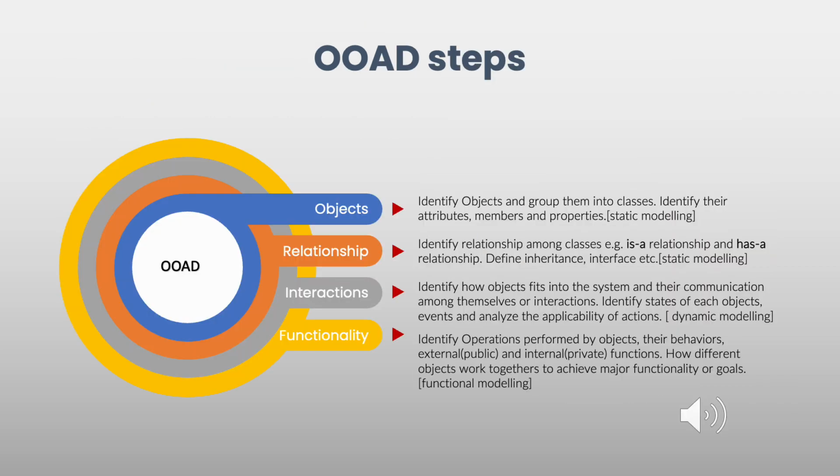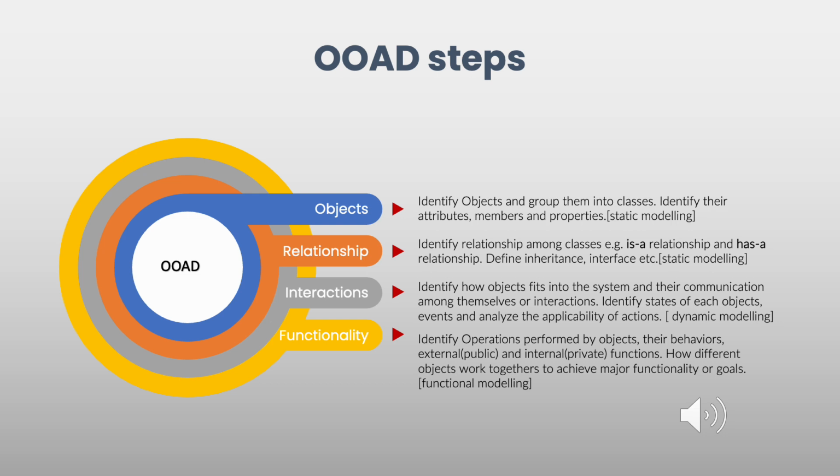Object-oriented analysis and design steps. The first step when we start the analysis is to identify objects and group them into classes. Identify their attributes, members and properties. This falls under static modeling. Next is the relationship. Identify relationships among classes. For example, an is-a relationship, another is a has-a relationship or association. Define inheritance, interface, etc. This also falls under static modeling.